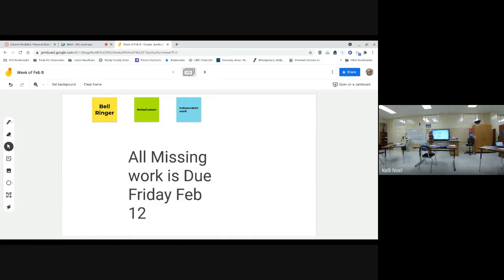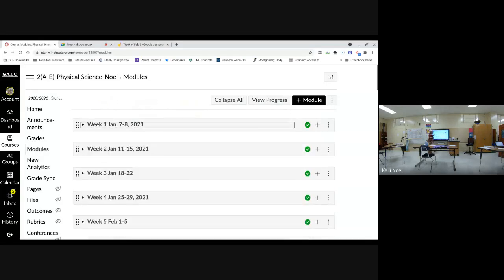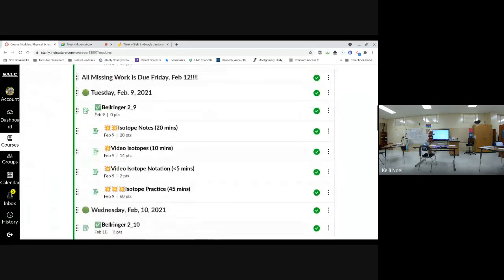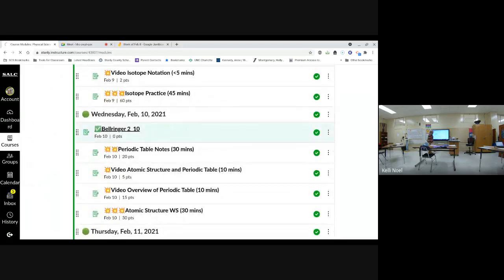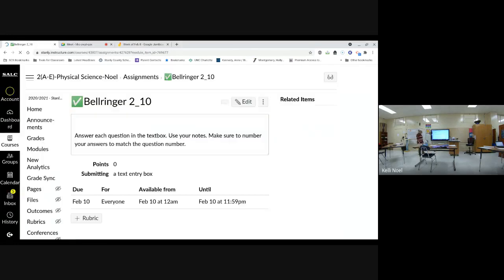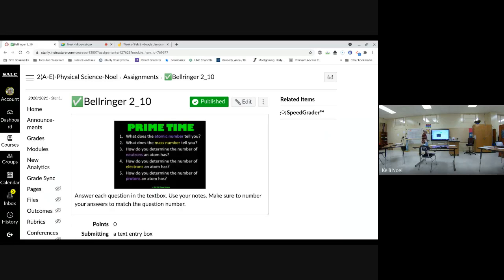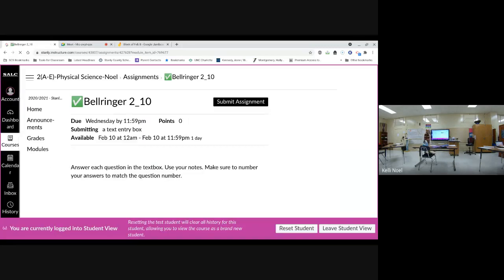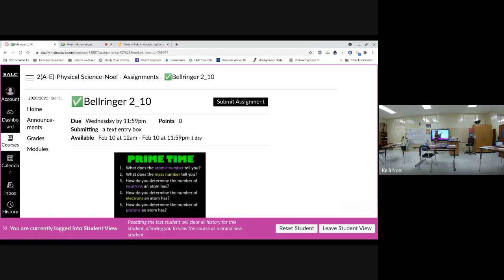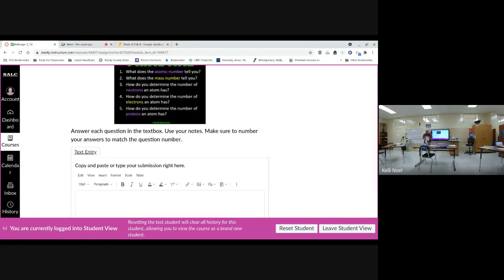So we're going to go to the bell ringer. So this is the 10th. So we're going to look at that, in beginning student view. We've got 5 questions to answer. Remember, this is extra credit, so you can potentially earn up to 5 points for this. If you need to look back on notes, you can.